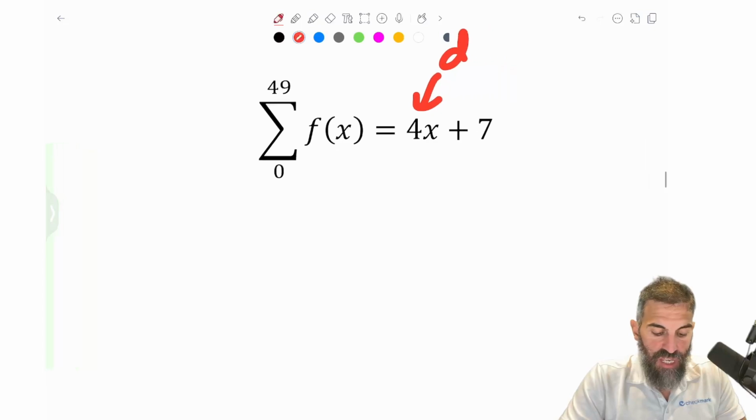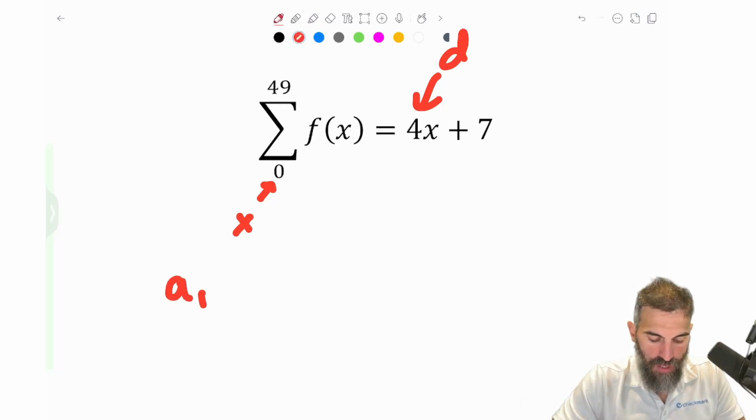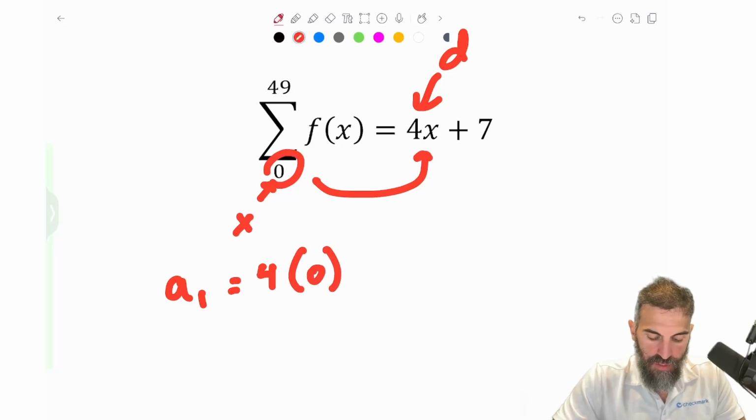They're essentially saying this. This number down here is the x that you would plug in to find the first term. So your A1 is 4. Okay, I'm following the equation. You take this number and you plug it in: 4 times 0 plus 7. So my A1 is 7.